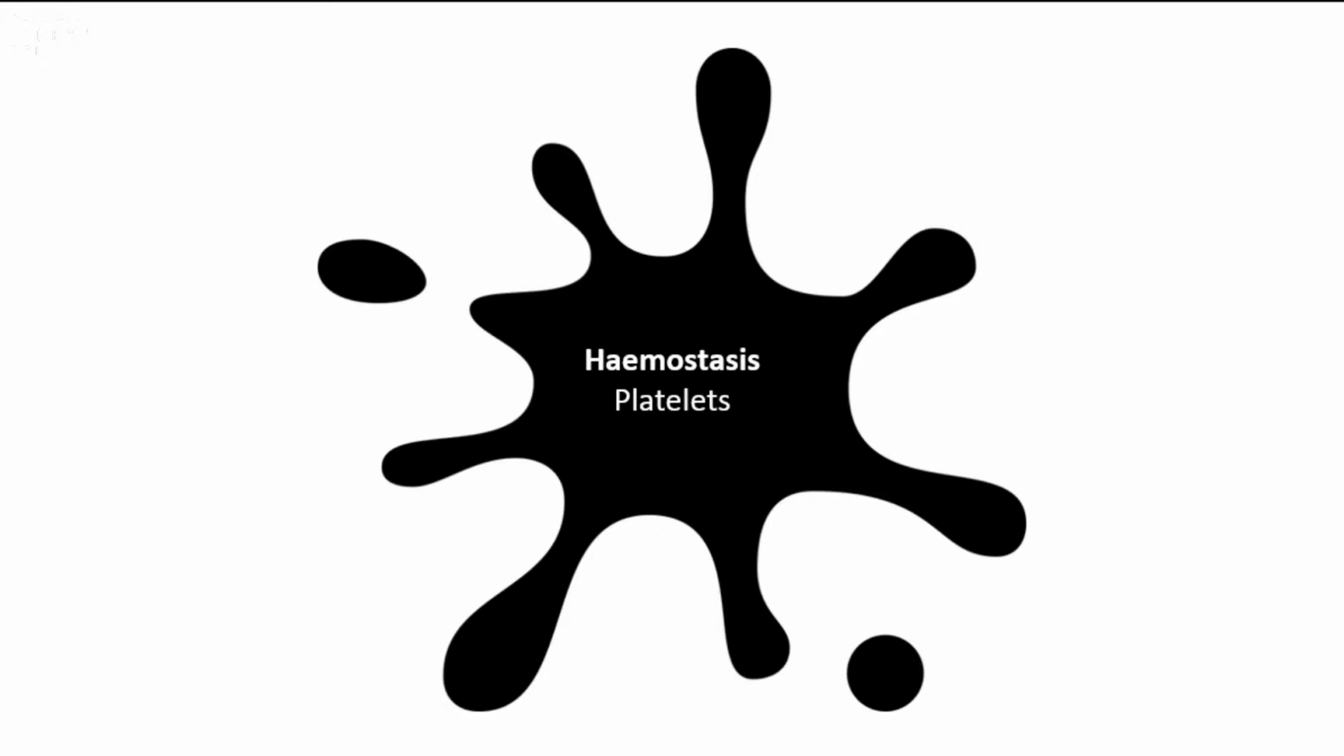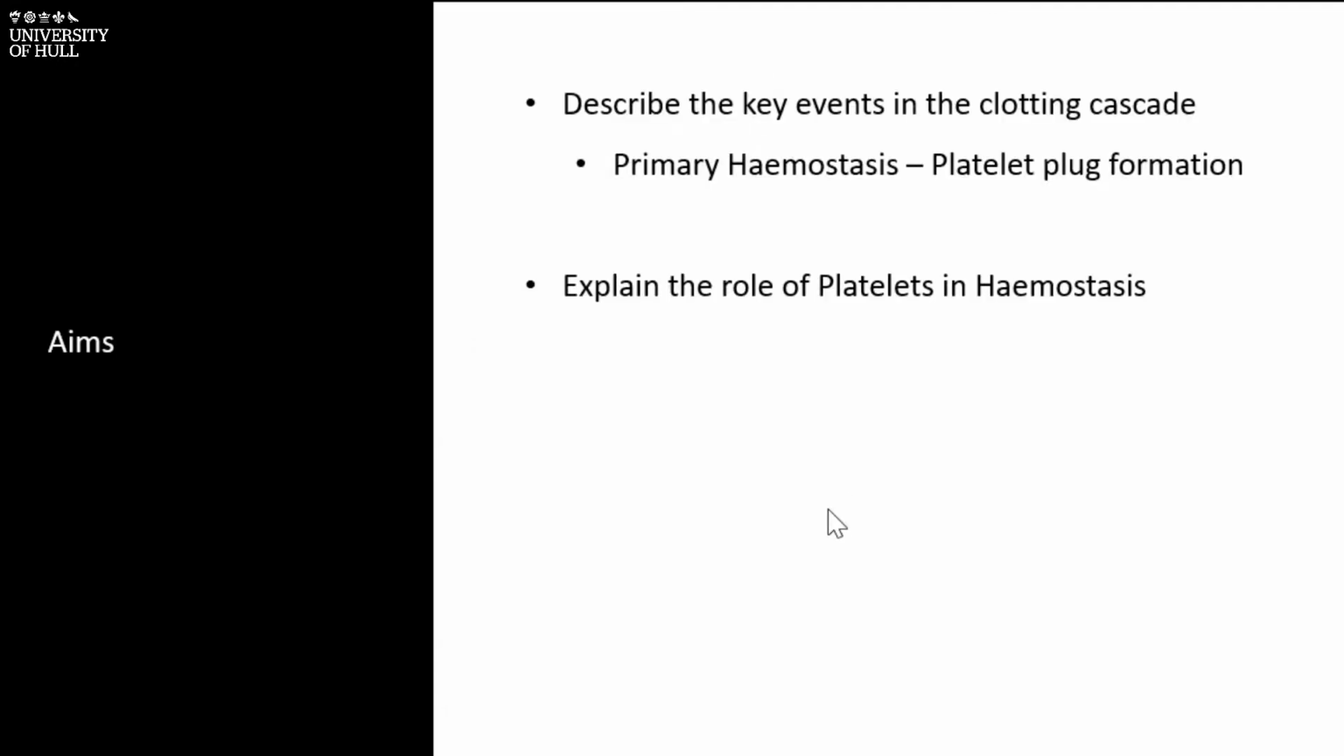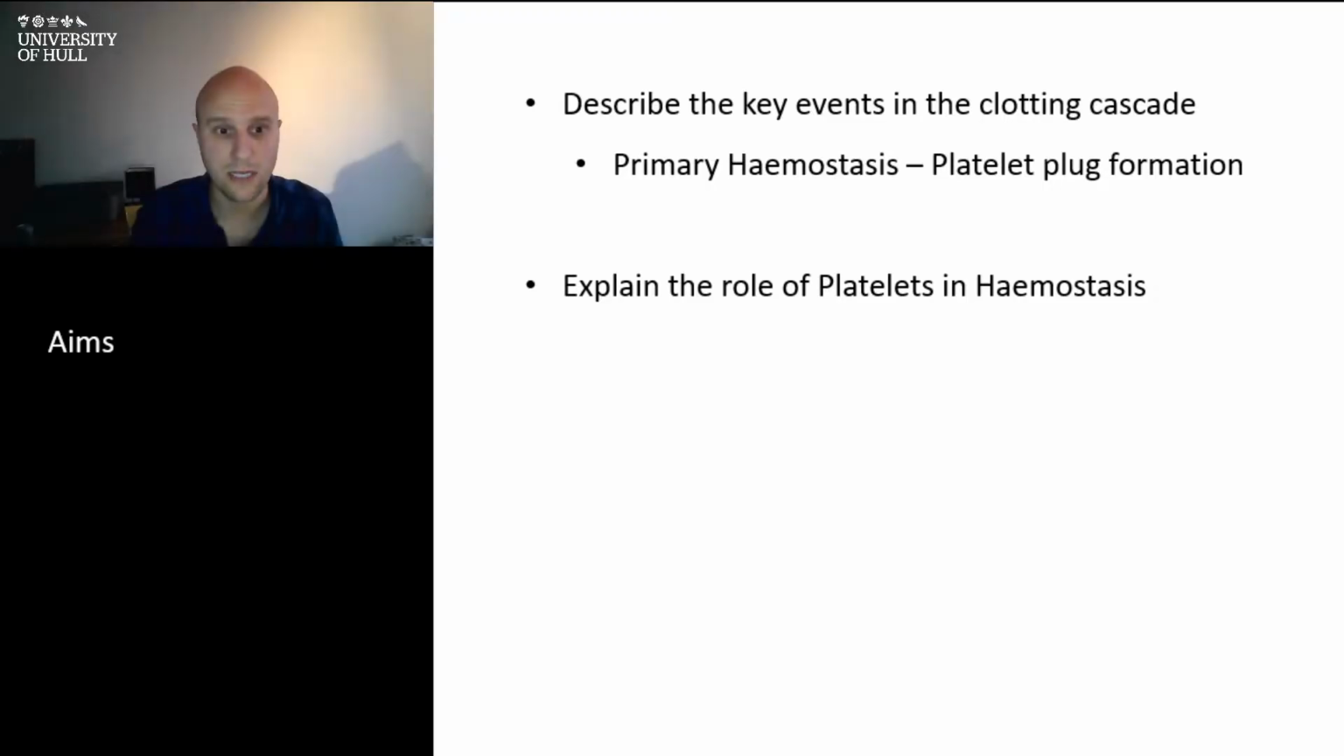Hello there, it's Luke, and in this tutorial about hemostasis and coagulation, we're going to be focusing on platelets, and we're going to be looking at their role in primary hemostasis, by which we mean the formation of a platelet plug, but also the many other roles that the platelets perform in hemostasis generally, and there are lots of them, and I hope by the end of this tutorial you have a healthy respect for platelets.